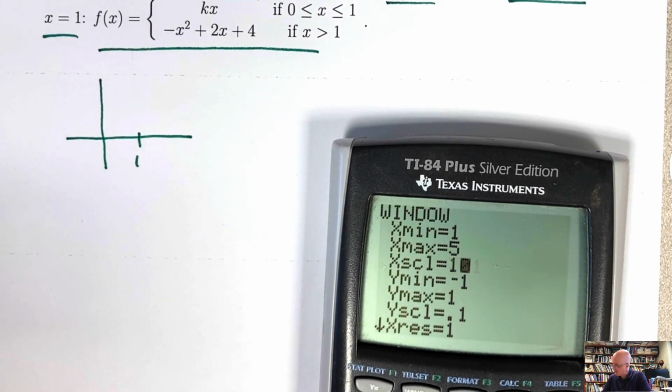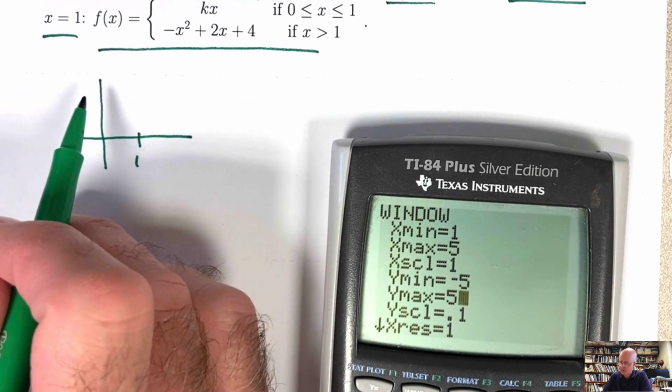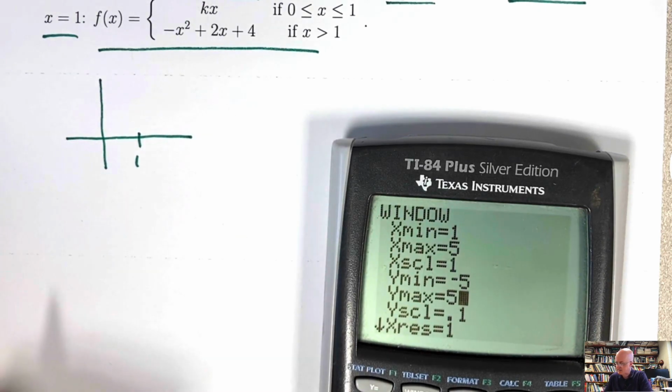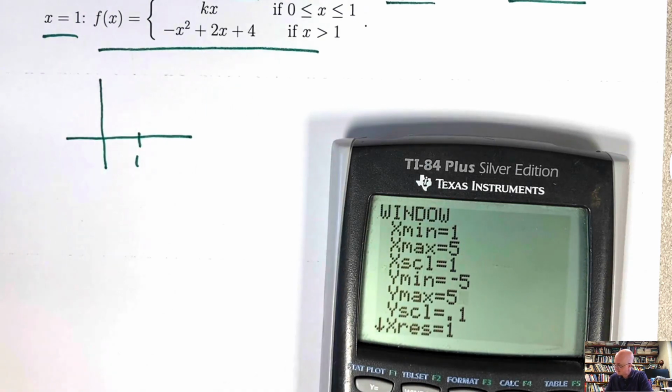Let's make the x scale 1. Let y go, I don't know, from negative 5 to 5 just to see what we see here. I do see that the value of this when x is 0 is 4, but I'm focused on when x is bigger than 1. I can see that the value when x is 1 is 5, so I should probably go up a bit bigger than 5 here, to 10, say, and let's just see what we see here.